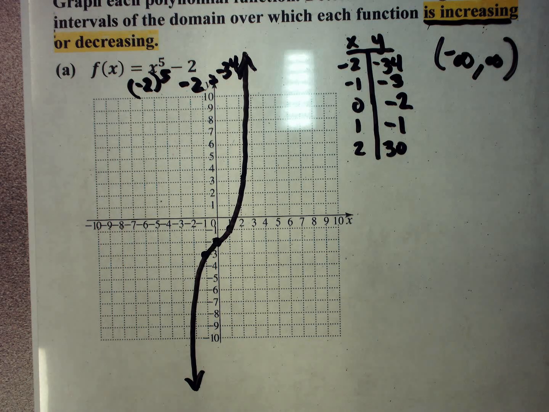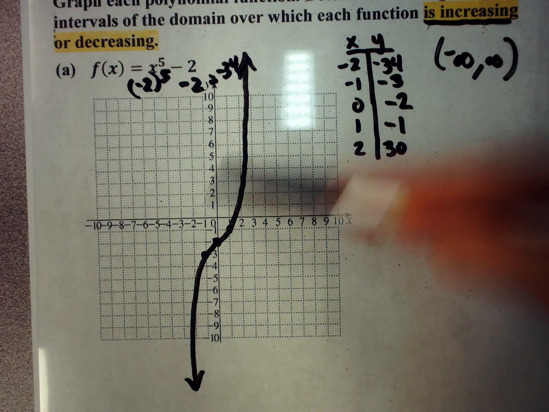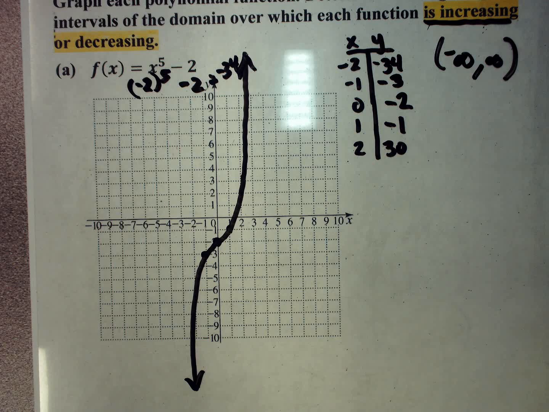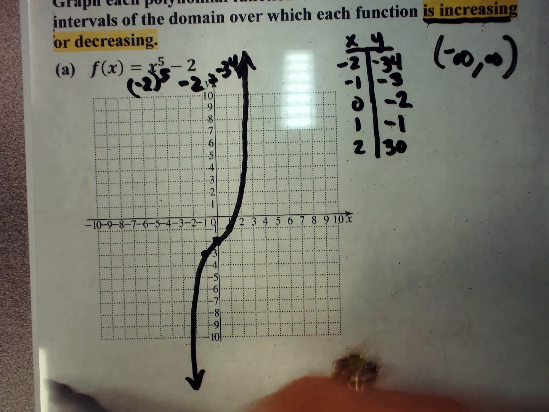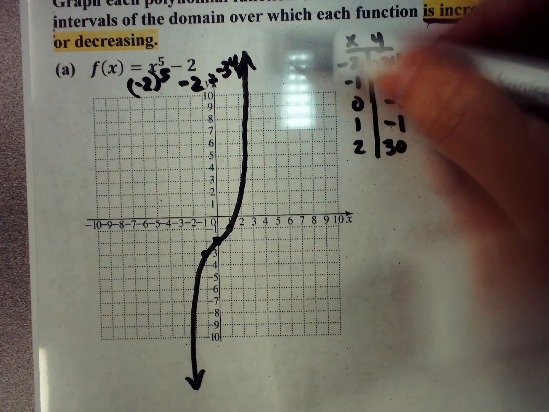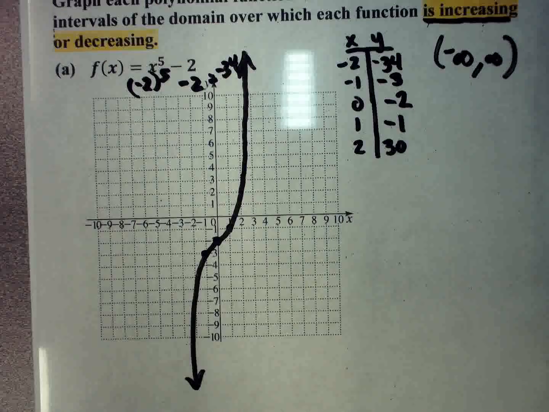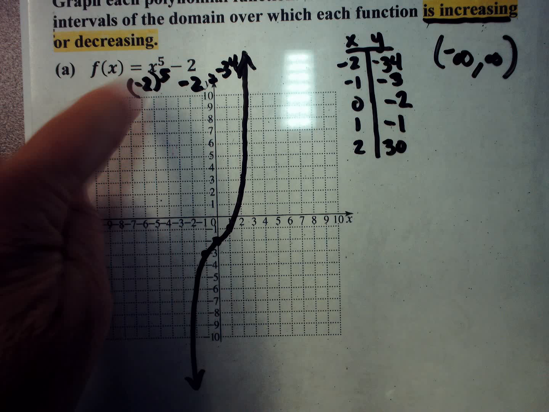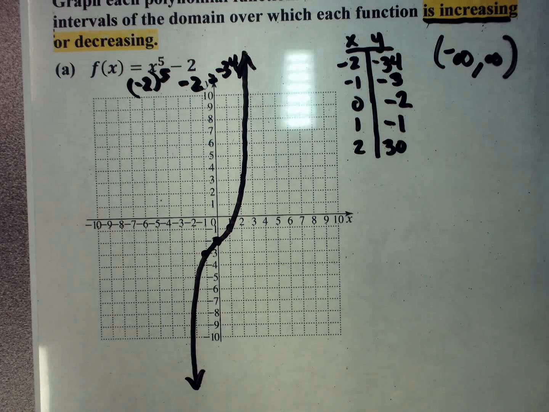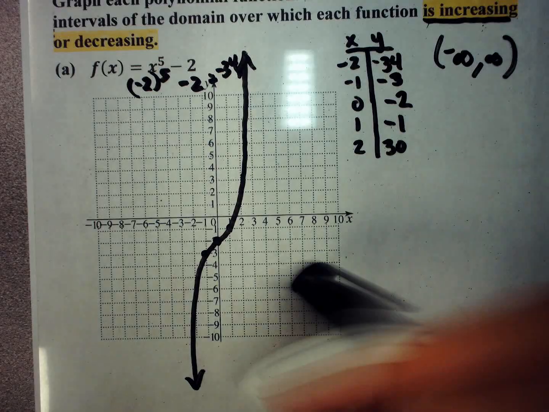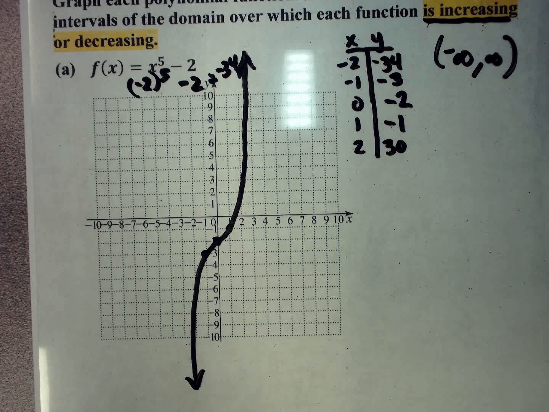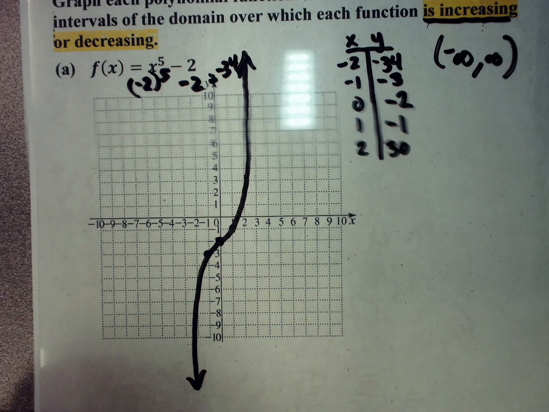Okay, let's do a couple more of these. This would be an odd function because the end behavior is going towards negative infinity and this one's going towards positive infinity. So when that happens, even if it's reversed, if that was a negative x to the 5th power, it would still be an odd function, okay? If both ends are going in the same direction, then it would be an even function, okay?